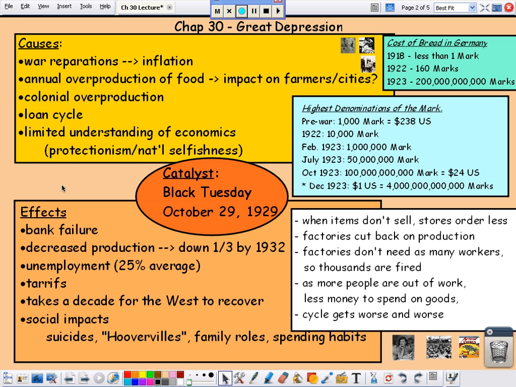There were some cities where unemployment reached 33%, 35%, 40% of the working population out of work. We don't count kids in there because we don't expect kids to work, and we don't count the super elderly because we don't expect them to work. So of the working population, 1/3 to almost half can't get a job.